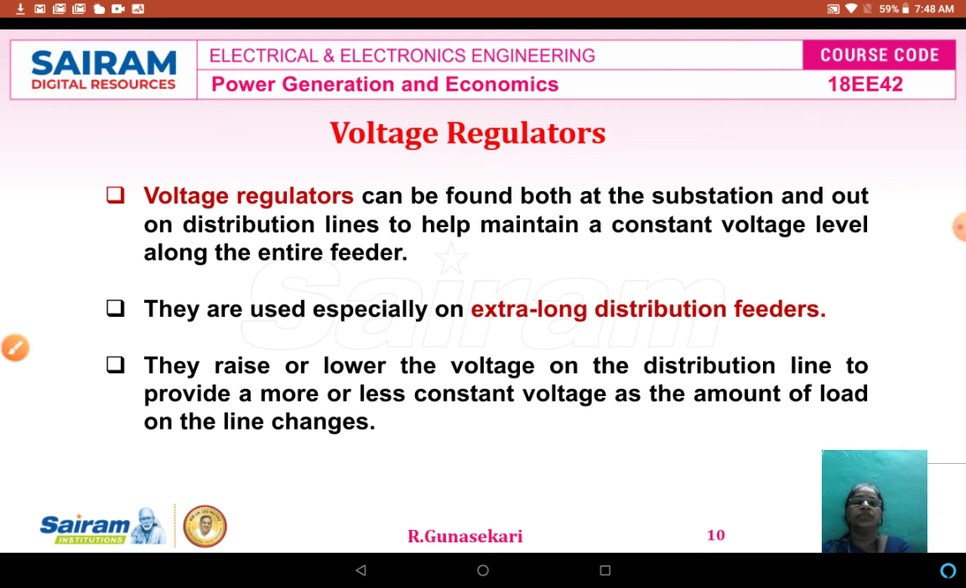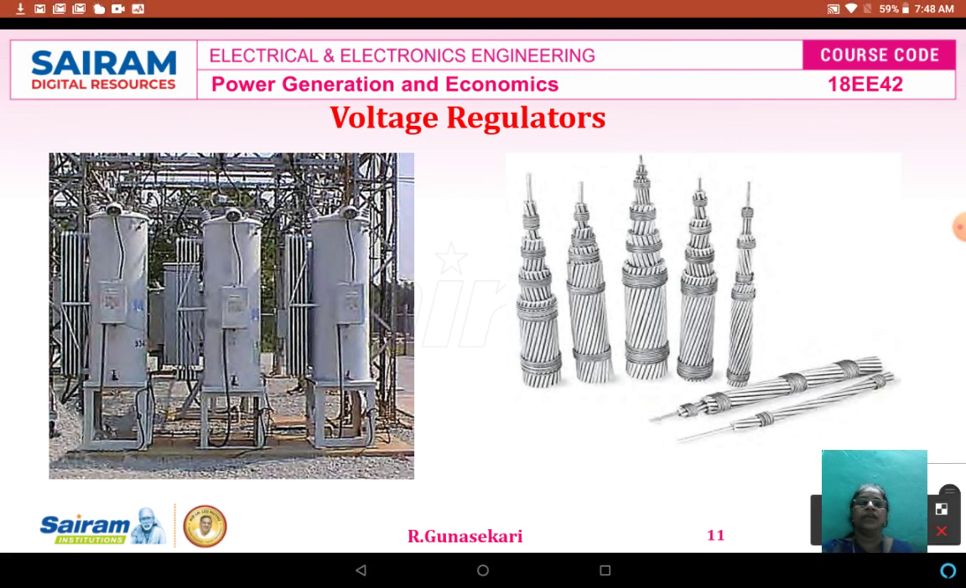Now you see the image of the voltage regulators. That is a graphical representation of the voltage regulators. See, these are the voltage regulators which are used in the substation. These are other images of the voltage regulators.